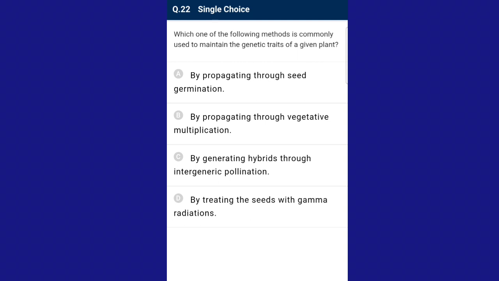Question number 22. Which one of the following methods is commonly used to maintain the genetic trait of a given plant? The propagation through vegetative multiplication is used to maintain the genetic traits of a given plant. It gives rise to a genetically uniform population or clone. So the answer is option B, by propagating through vegetative multiplication.